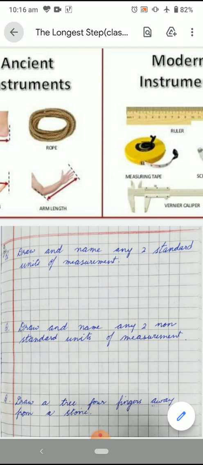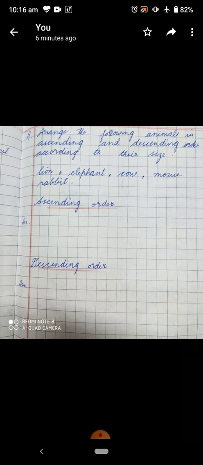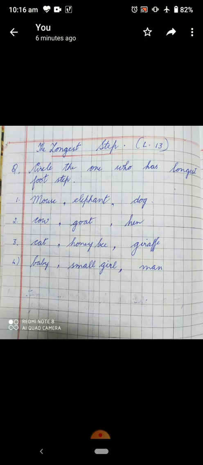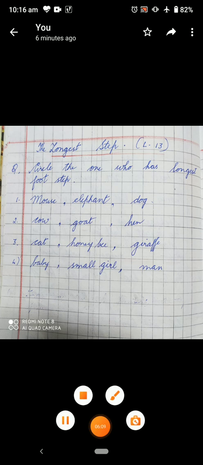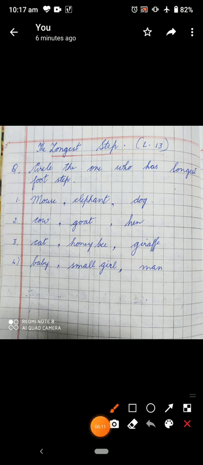Okay, now let's come out and let's see some other questions. Now we have a very simple and easy question. The question is, circle the one who has the longest footstep. Okay, so we have an example over here: mouse, elephant, dog. What all 3 animals we have? Mouse, elephant, dog. Now we have to circle the smallest or longest? We have to circle the longest one.